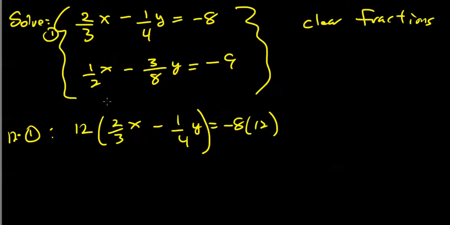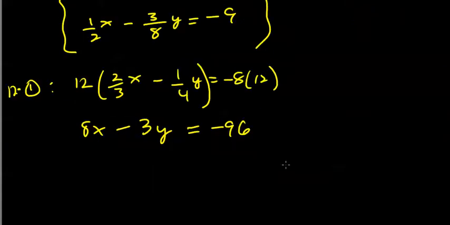Alright, so I'll say 12 times 2/3 x, 3 cross cancels into 12 4 times 2x is 8x, minus 4 cross cancels into 12 3 times minus 1y is minus 3y, equals minus 8 times 12 is minus 96. Okay? Alright, so that first equation reduces to 8x minus 3y equals minus 96. Alright, and I'm going to use that equation in that form in a minute.